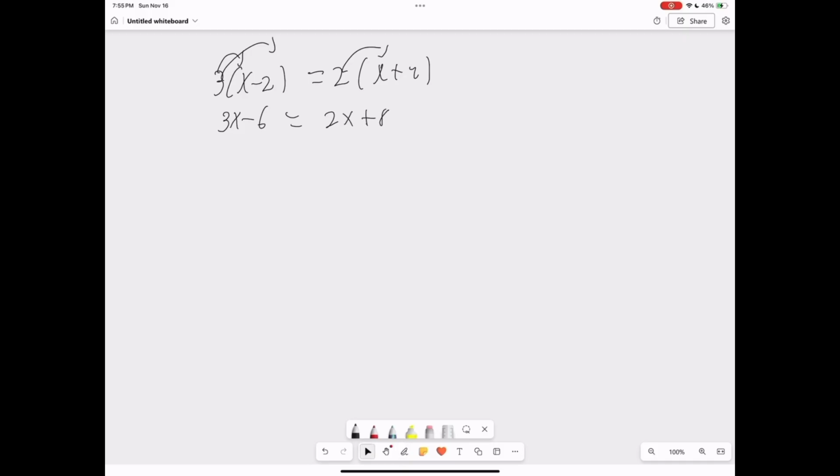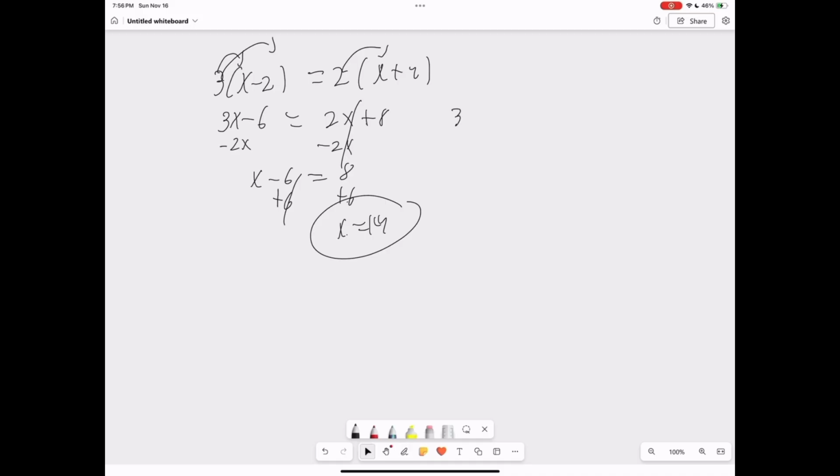Okay? And when we have unknowns on both sides and they're both like terms, like x's, if this had been y's, we couldn't have solved it. It's two unknowns. But since these are x's, that means we can move them to one side and we can move the constants, ones without variables, to the other side. So let's do that. So minus 2x, so we get x minus 6 equals 8, and we add 6, so x equals 14.